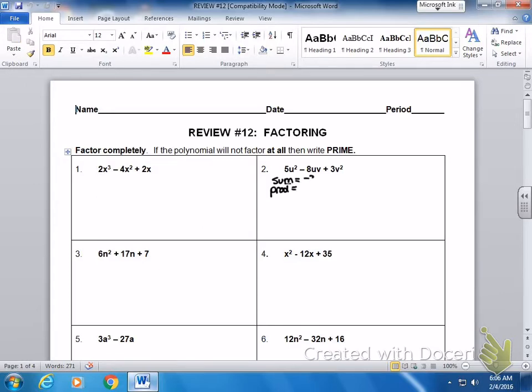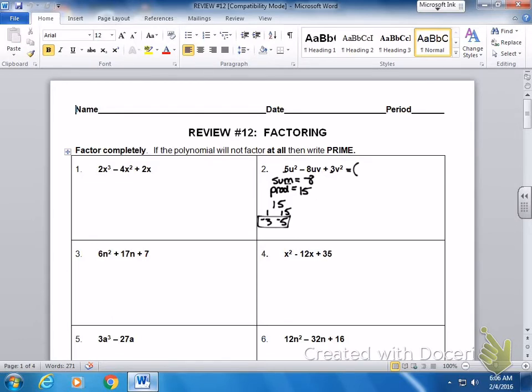The sum is -8. The product is 5 times 3, so it's 15. So now I need to break apart 15 and see if I can get two factors that add up to -8. I could use 1 and 15, but that's really far apart and not going to work. I could use 2, wouldn't work. 3 and 5 look like a good option, but 3 plus 5 is +8. I need to be negative. But remember, two negatives also multiply together to give me a positive. So -3 and -5 are what I need to use.